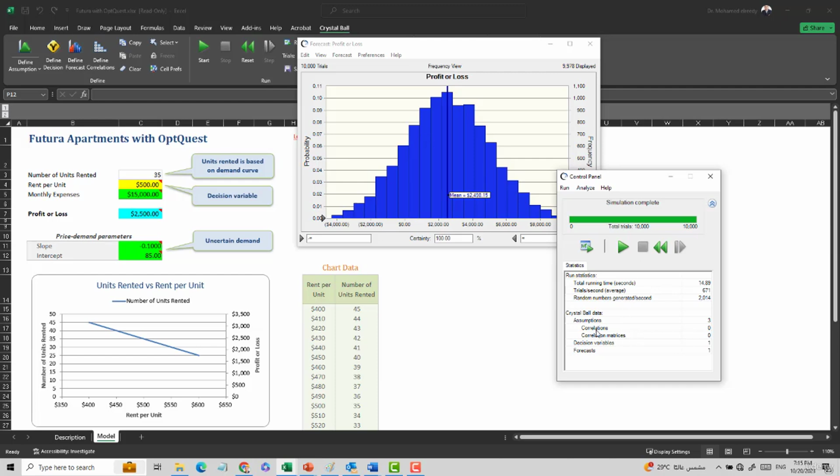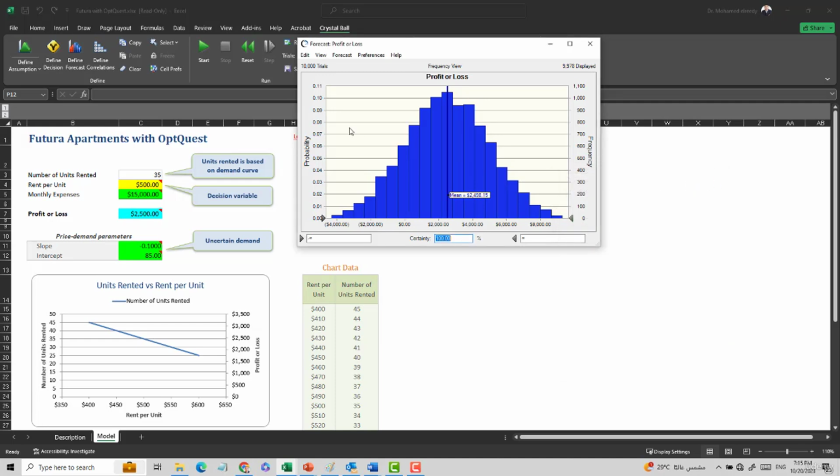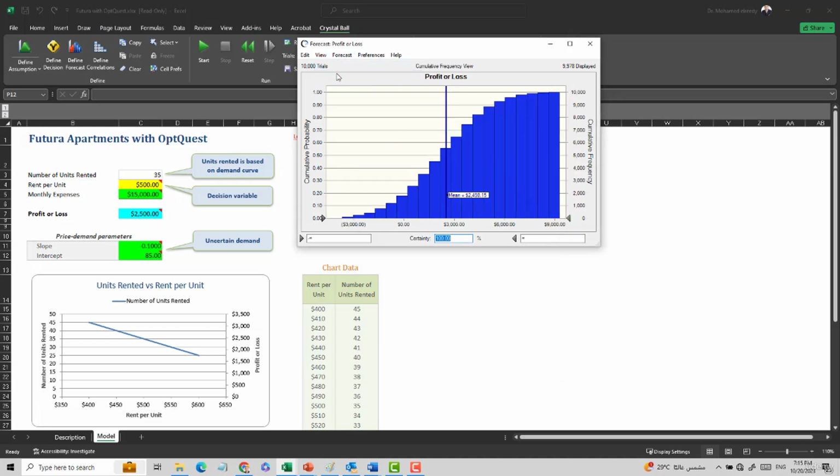here's the Crystal Ball data assumption. We have three assumptions. We have one decision, one forecasting, and so on. Maybe you have more than one forecasting. No problem for this. Okay. Here's the data. To see the data, we have the view. For example, cumulative distribution. This is the cumulative distribution.